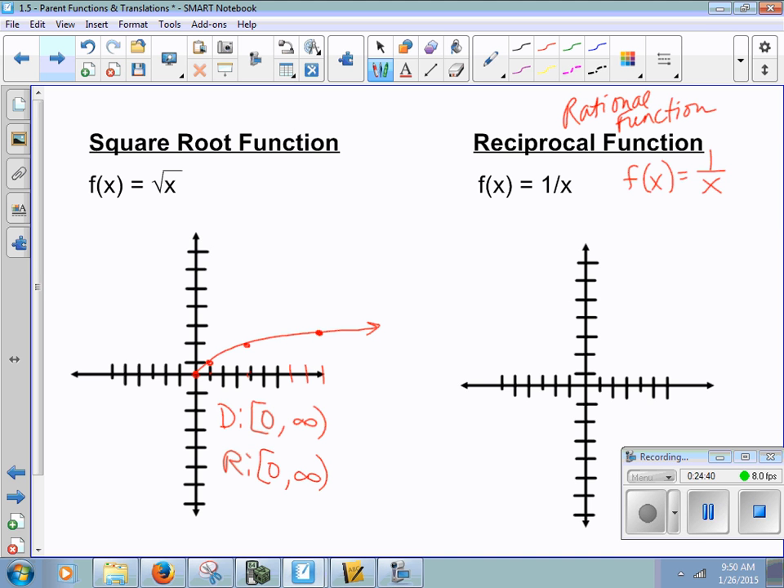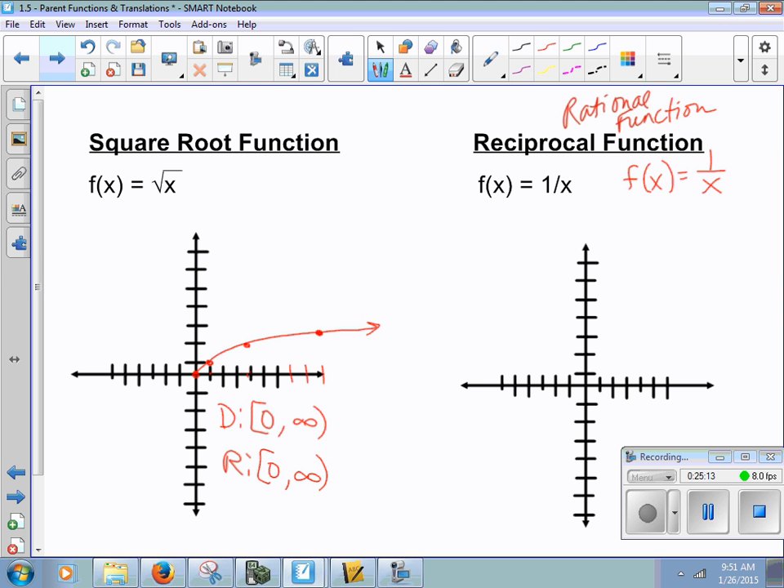But this is one of those special ones. Why do you think it's called the reciprocal? What is the reciprocal? Well, what's the reciprocal of 2? No, negative 2 is the opposite of 2. How'd you get that? Because you just flip it over, don't you? You switch the numerator and the denominator.